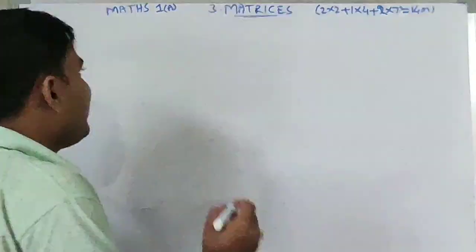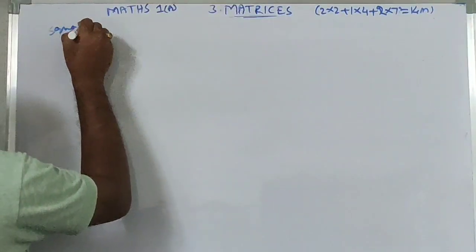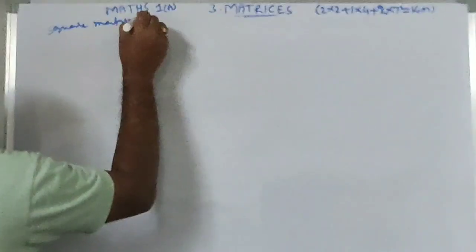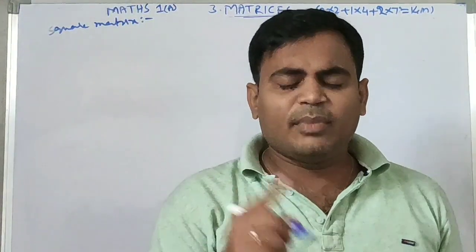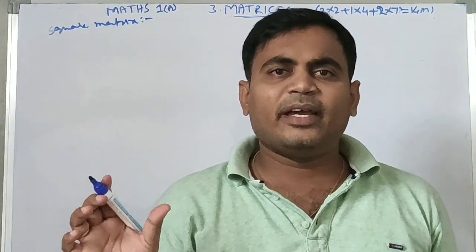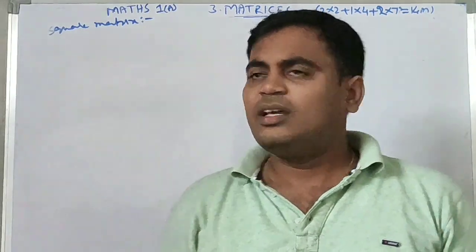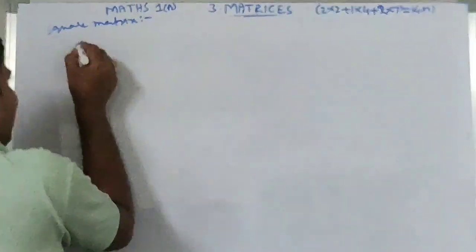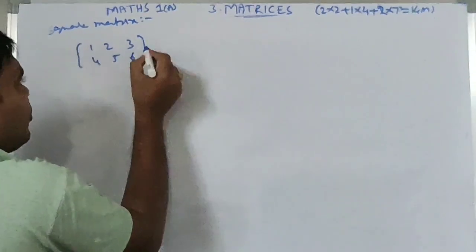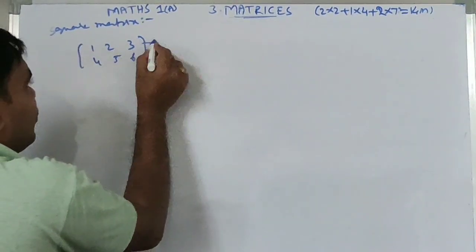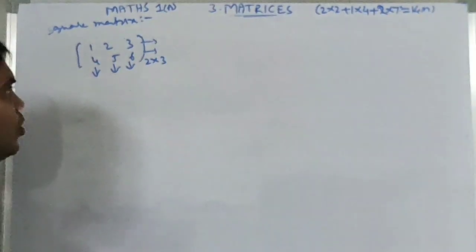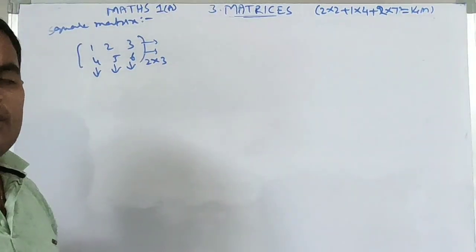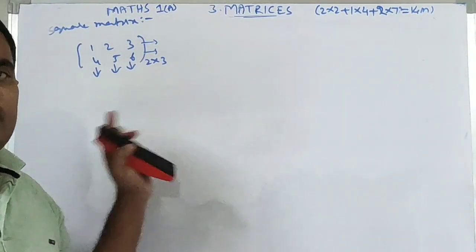So, square matrix. Before discussing square matrix, what is order? Number of rows by number of columns of a matrix is called the order. Here I am taking the example 1, 2, 3, 4, 5, 6. Number of rows: row 1, row 2, so 2. Number of columns: 1, 2, 3. So 2 by 3. Rows and columns are not equal, so it is not a square matrix.